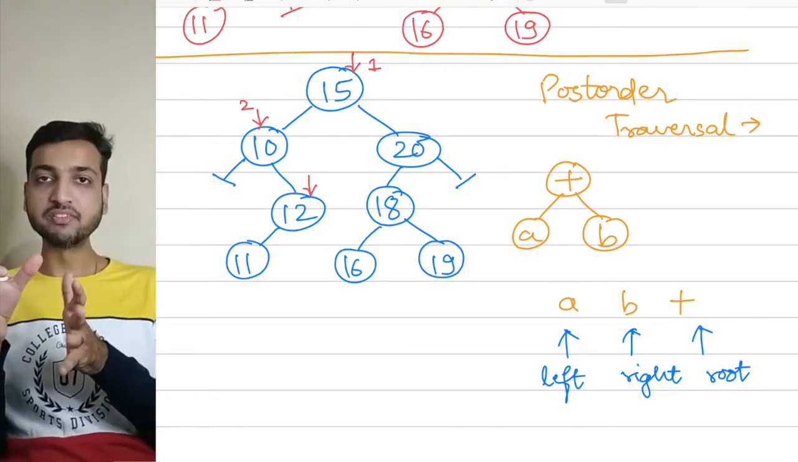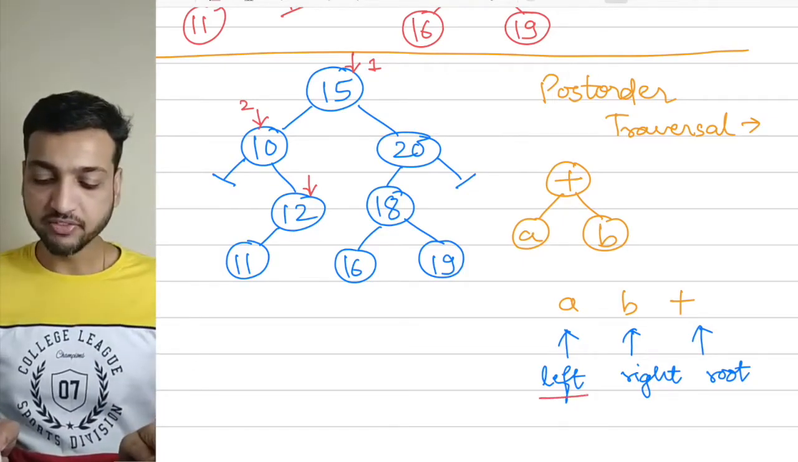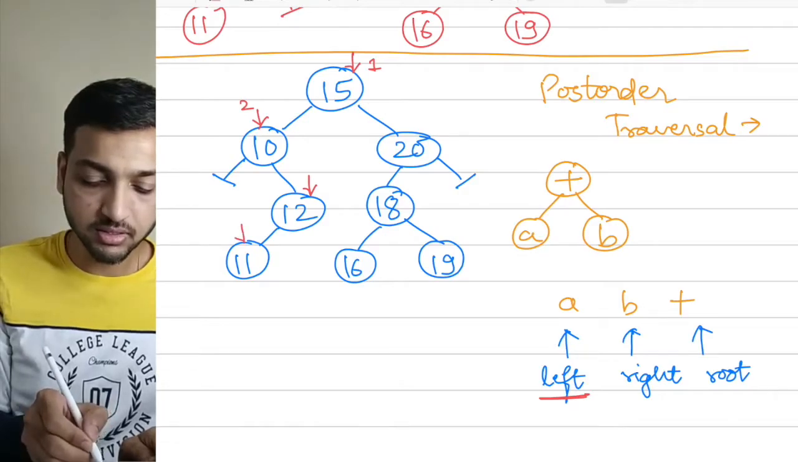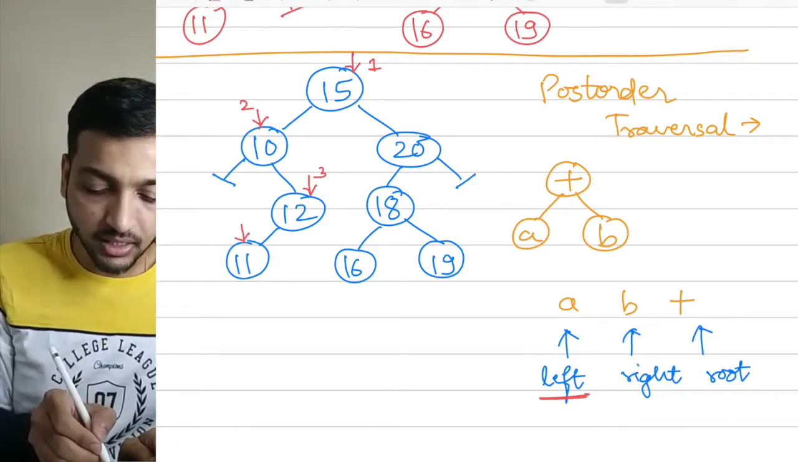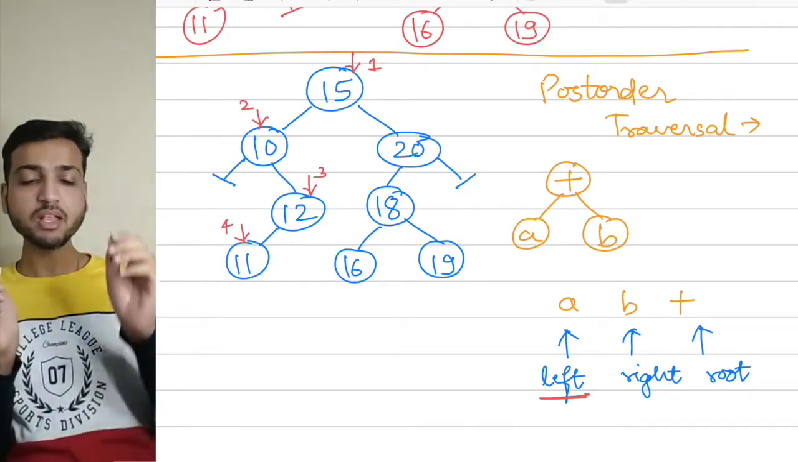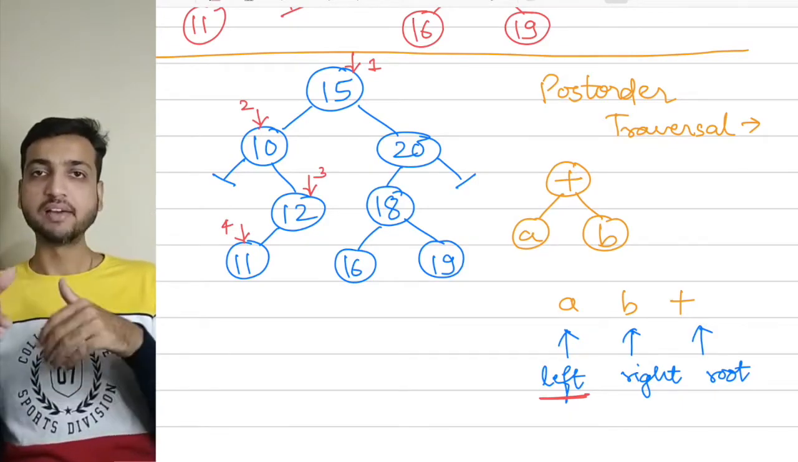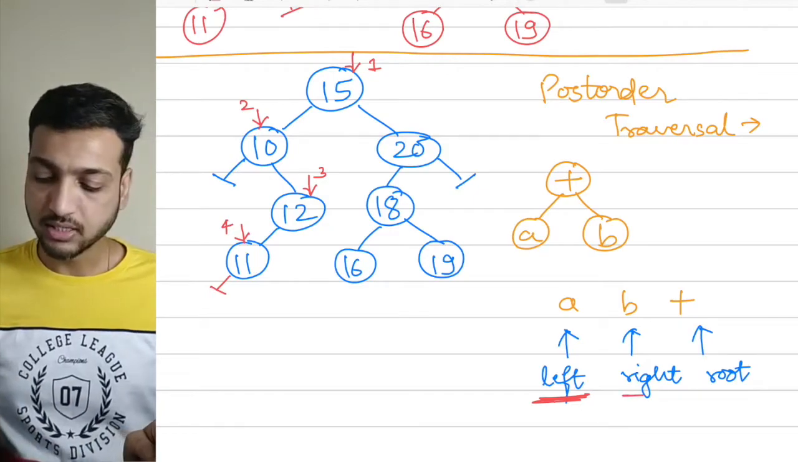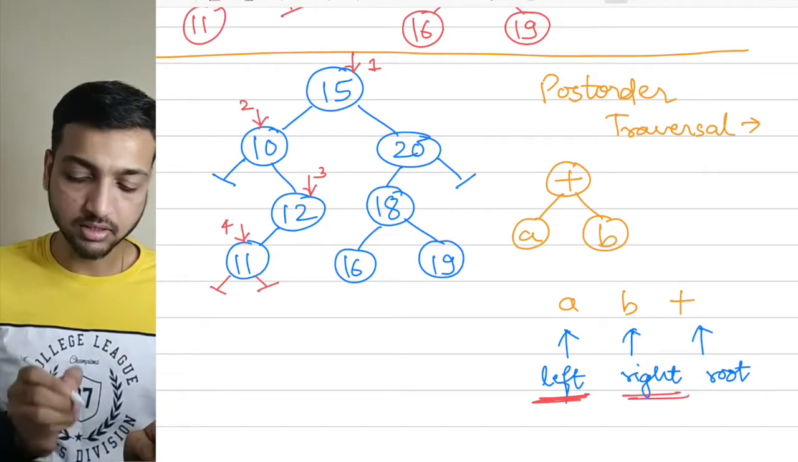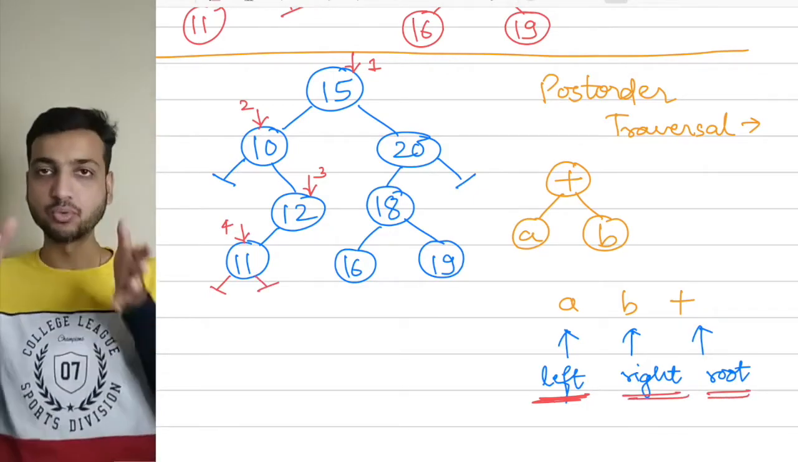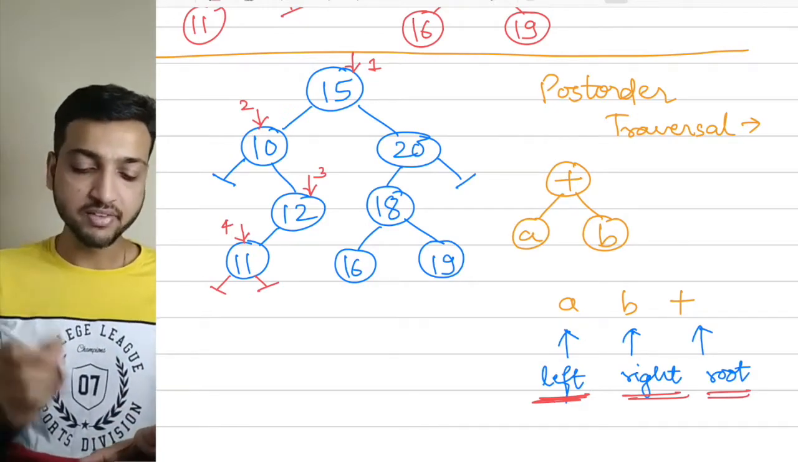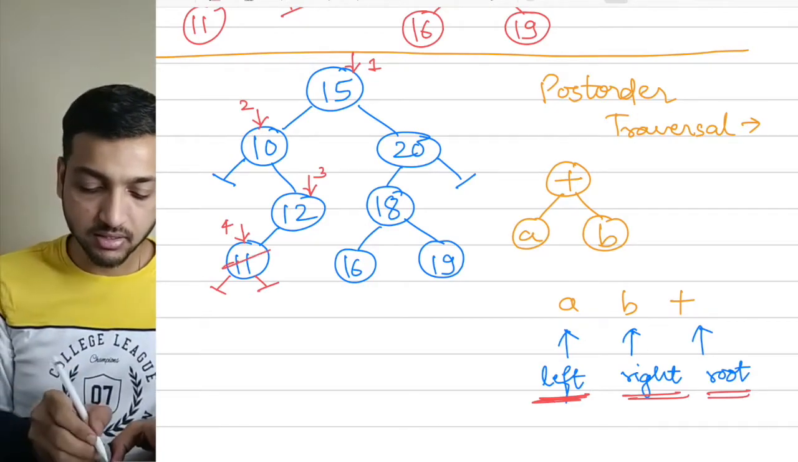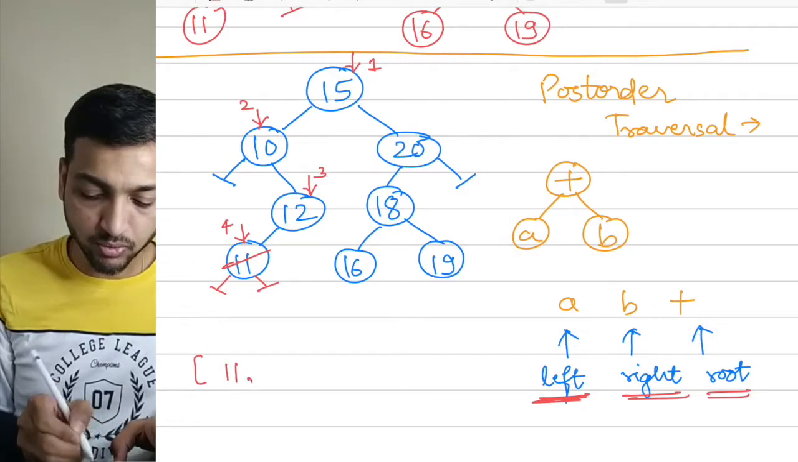Now once I'm at 12, again first I should go to the left. So I go to the left. Okay, this is 11, and then I go to the left. Now once I'm at the 11 node, I will again follow this definition, left, but left is null, so nothing to visit. Then right, so right is also null, nothing to visit. And then the root, so root is 11 itself. So 11 thus gets visited, and I'm going to make a note of it. 11 is going to get visited.